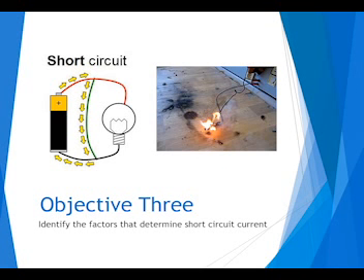One of the things we need to be aware of when we're talking about short circuits and the interrupt rating is the fact that my short circuit, since it has no impedance, can go up to an extremely high current value very quickly. So we're going to look at all the different factors that will determine what that short circuit current is going to be.